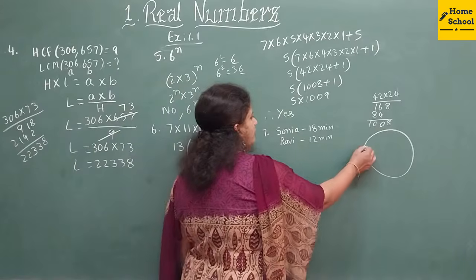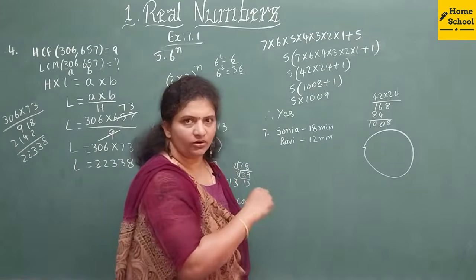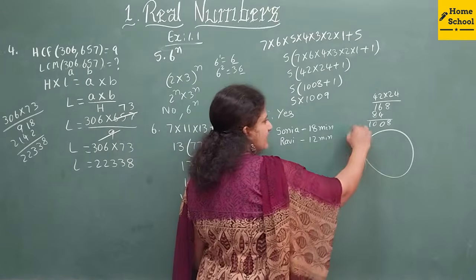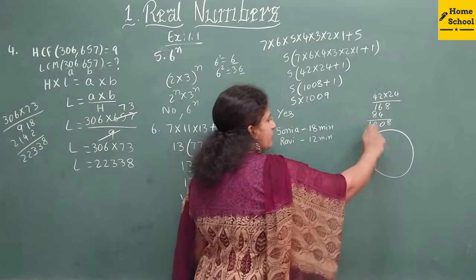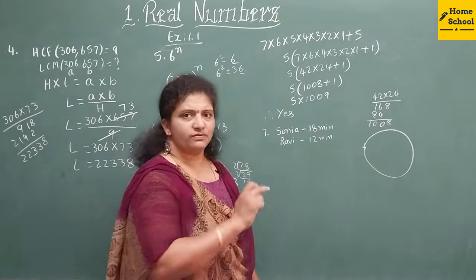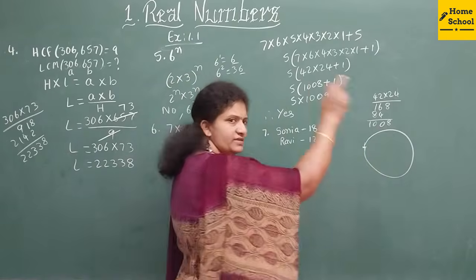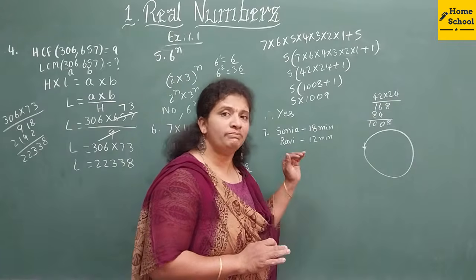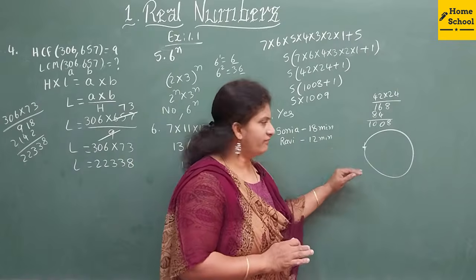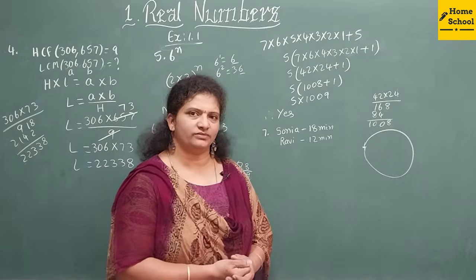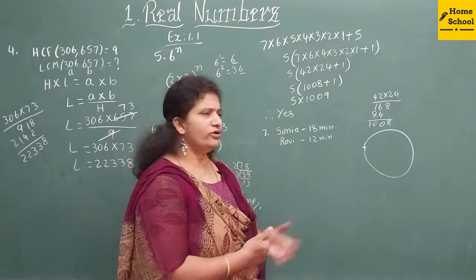Suppose both of them start here, going around this circle. Sonia and Ravi started here. Sonia takes 18 minutes to complete one round. Ravi takes 12 minutes. Like this they are running round and round. But after some time, both of them will meet at the first point. What is that time is your question. Right? What are we going to do here?